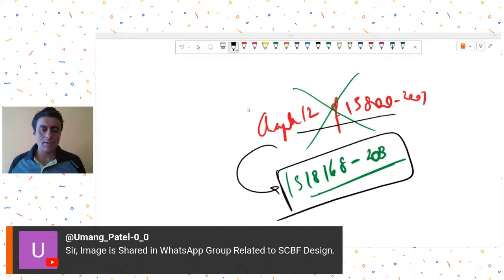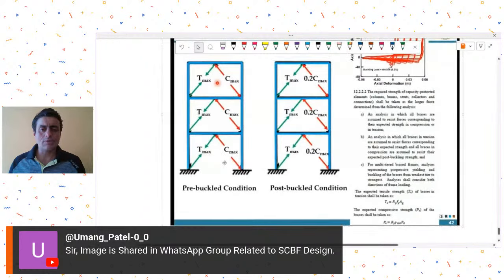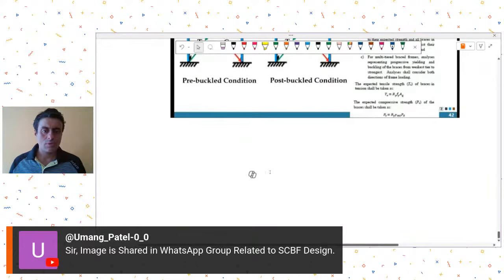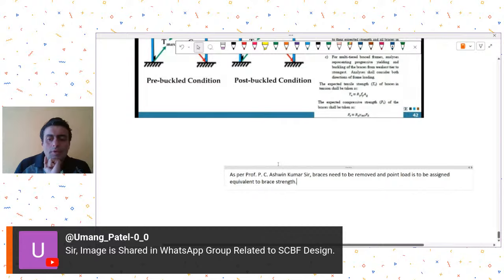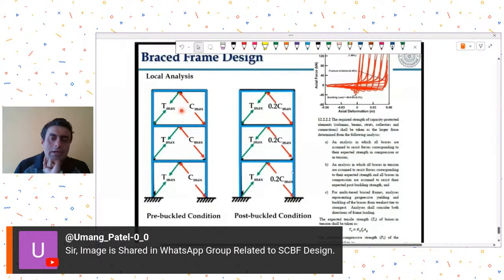Mr. Umang Patel has provided this image and he is saying, okay, so his question was whether we should remove that bracing from the model. His question was that while doing the expected strength analysis, are we required to remove these braces and point loads to be assigned? I'm not sure about it.